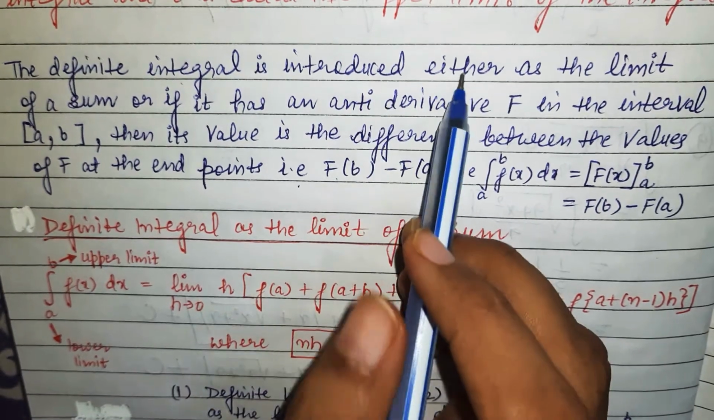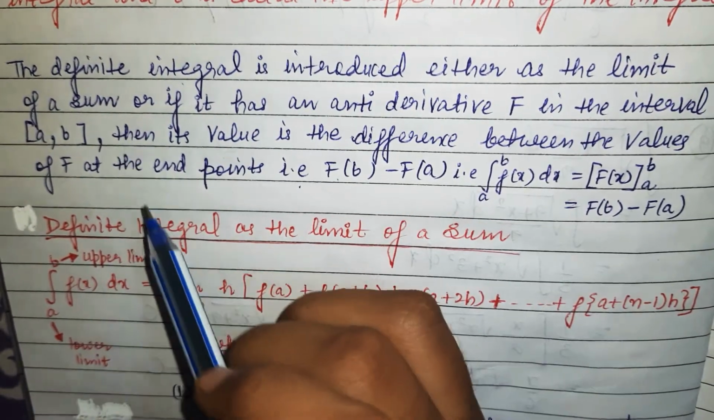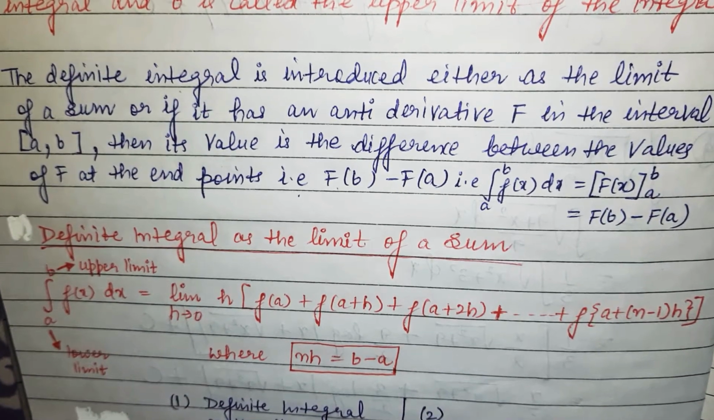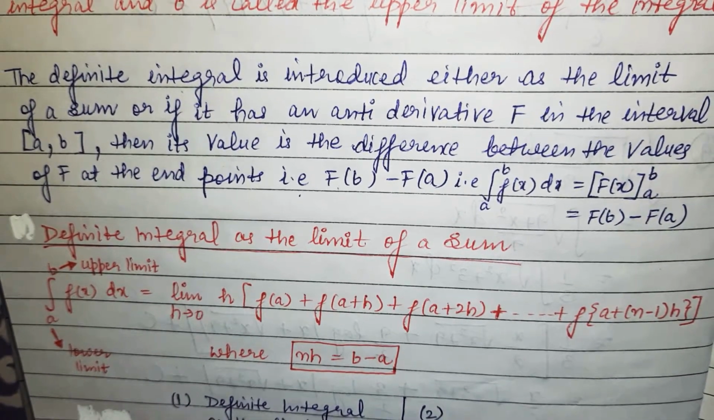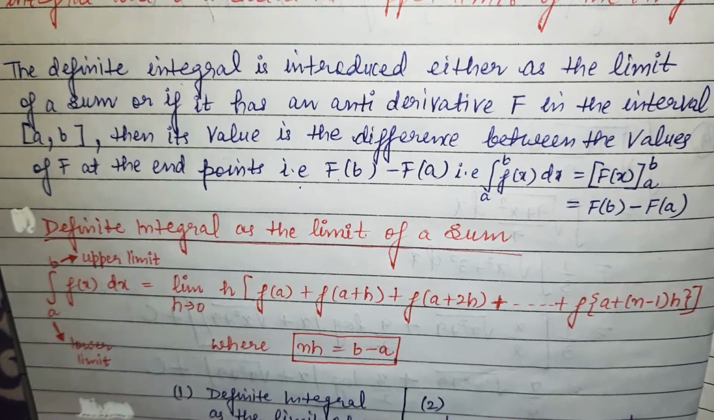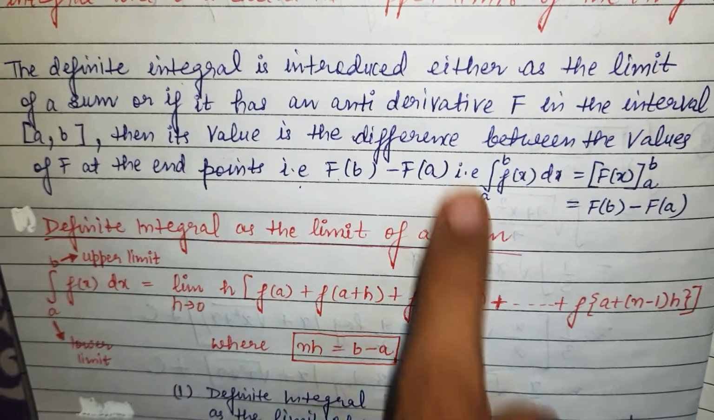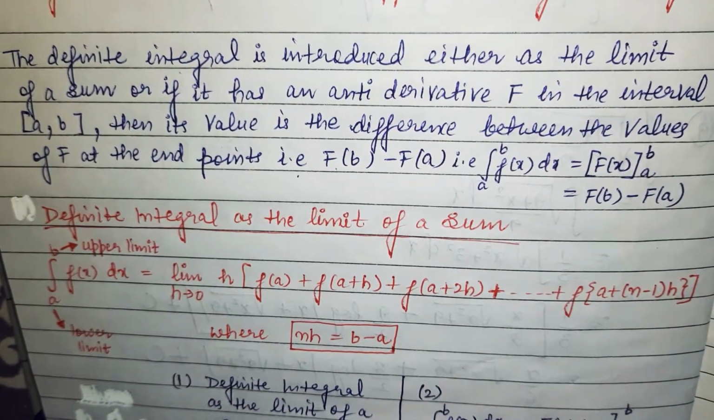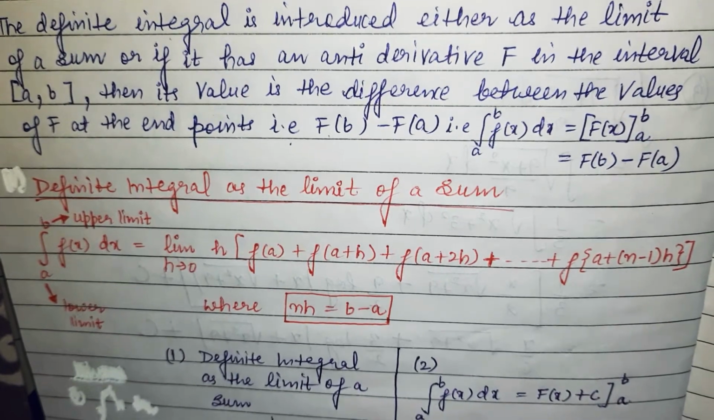And the second method is by applying limit as a sum. Whenever we start the topic of definite integral, in exercise 7.8 we'll discuss limit as a sum, how to calculate definite integral using limit as a sum, and later we'll start with the concept of antiderivative. Now what is the difference between these two methods? I want to tell you about this.